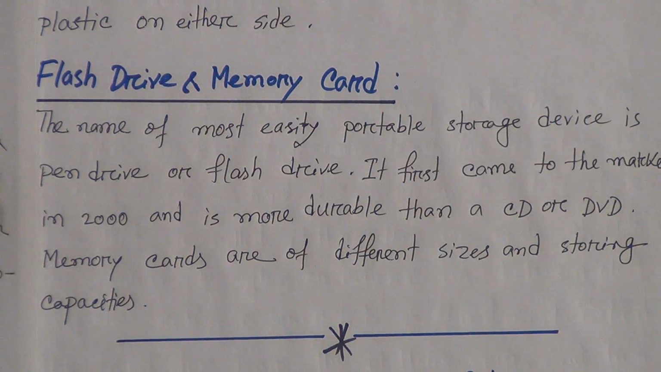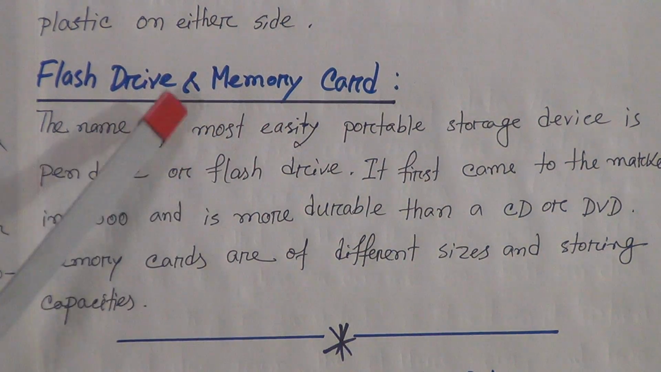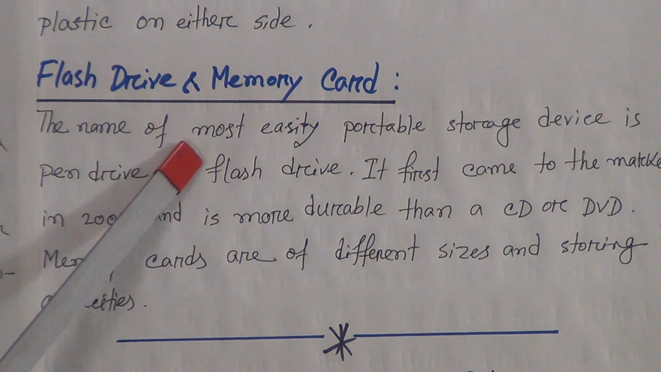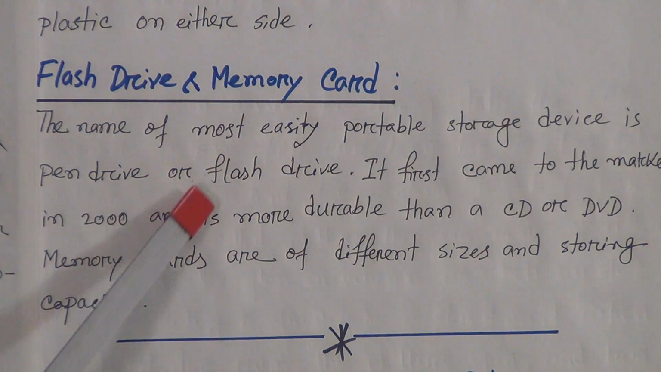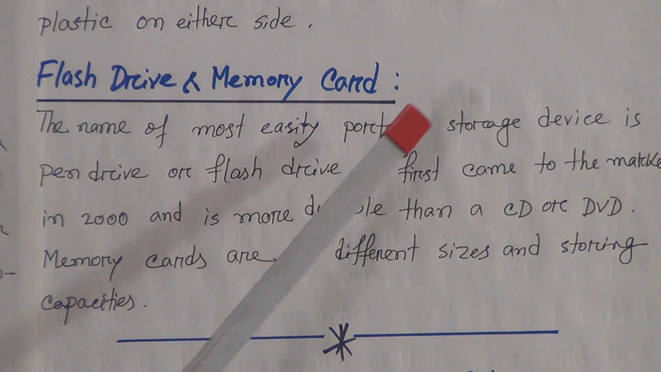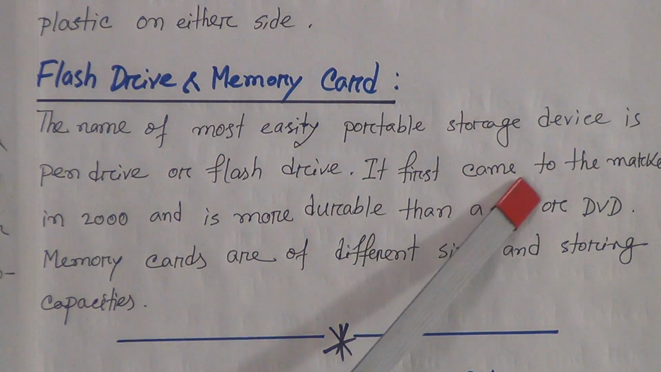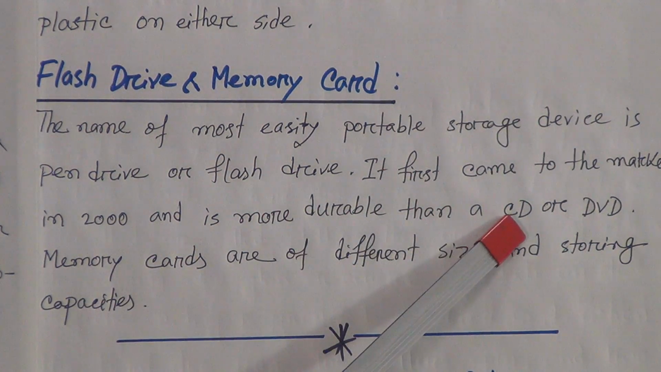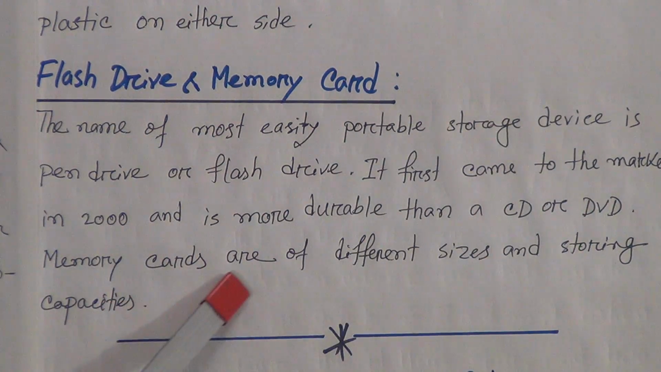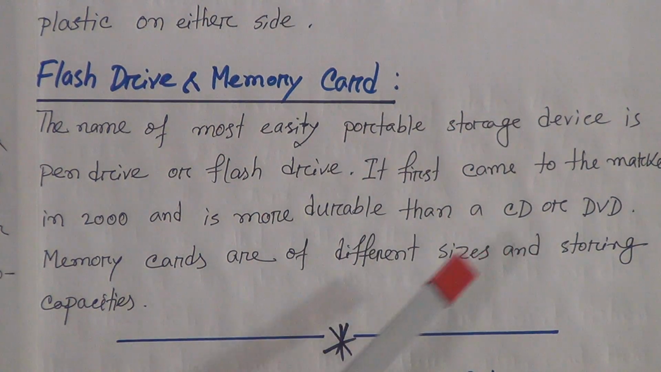Now we'll learn about the most popular and updated version of memory, that is flash drive or memory card. The name of the most easily portable storage device is pen drive or flash drive. It first came to the market in 2000 and is more durable than a CD or DVD. Memory cards are of different sizes and storing capacities.